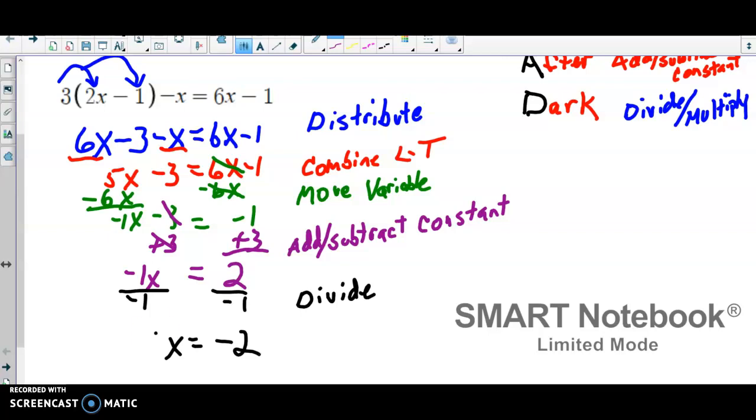So once I get my x equals negative 2, that's what we're going to look for in my answer choice and select that one.